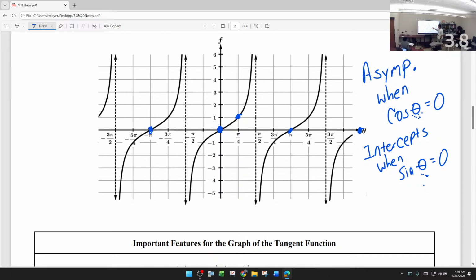Intercepts, asymptotes. And then ones and negative ones. Okay, quadrant 1, it's positive 1. Quadrant 2, it's negative 1. Quadrant 3, it's 1, because that's where sine and cosine are both negative. So quadrant 1, let's go back up.